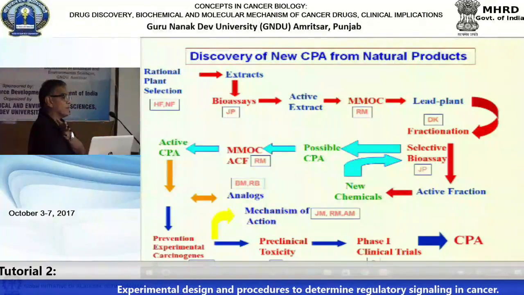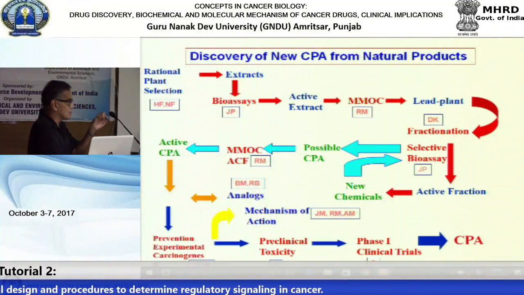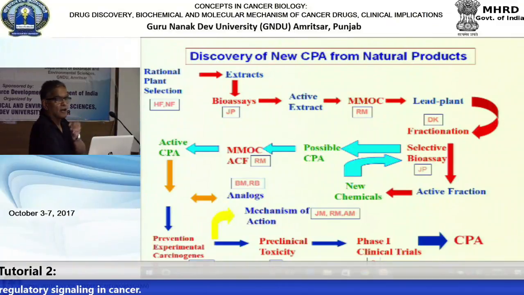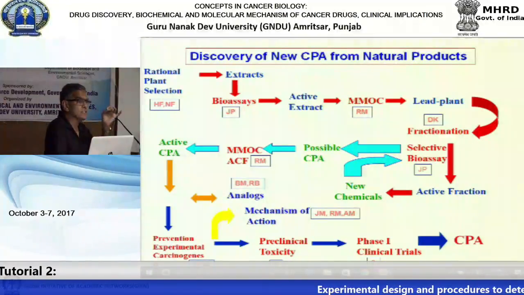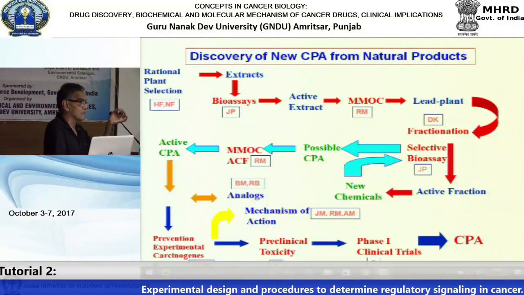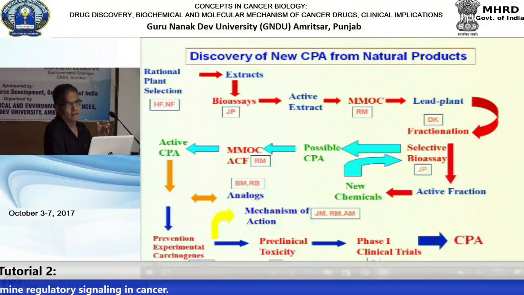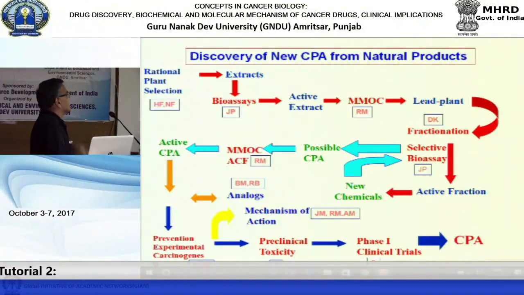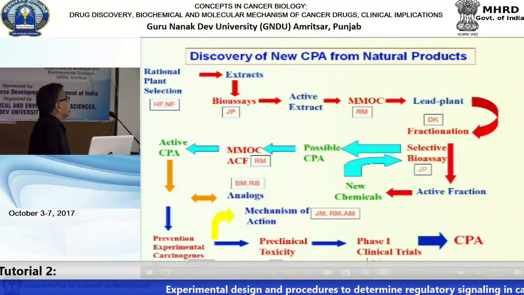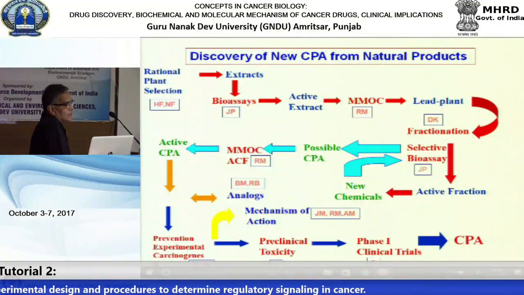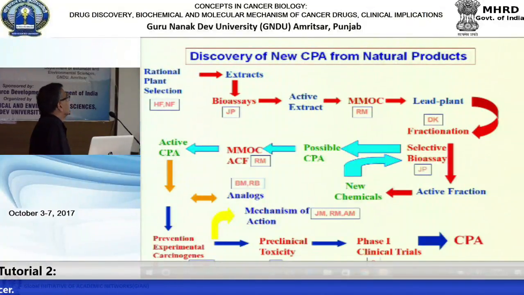So we don't go all the way up to the cancer stage, but we compare carcinogen and carcinogen plus your compound. If you do not develop those lesions, which you do in the presence of carcinogen, that means you have some activity of that extract. Right? So that's the process, that's the model. Everything has to go through my model, and we have done several thousand MMOCs.